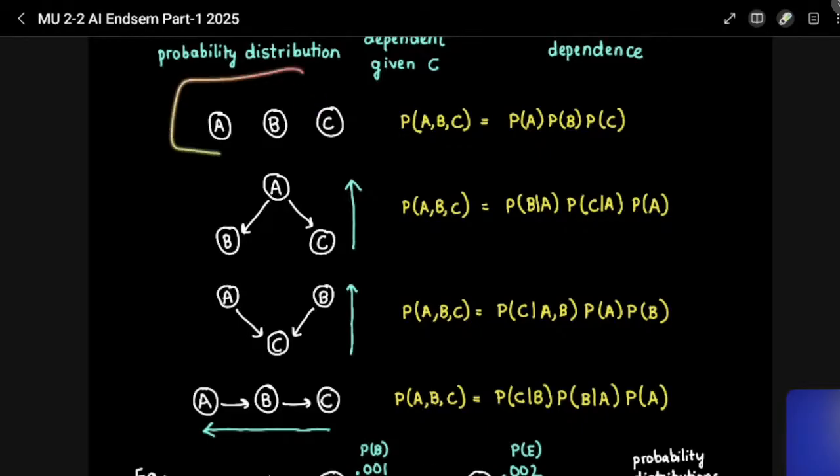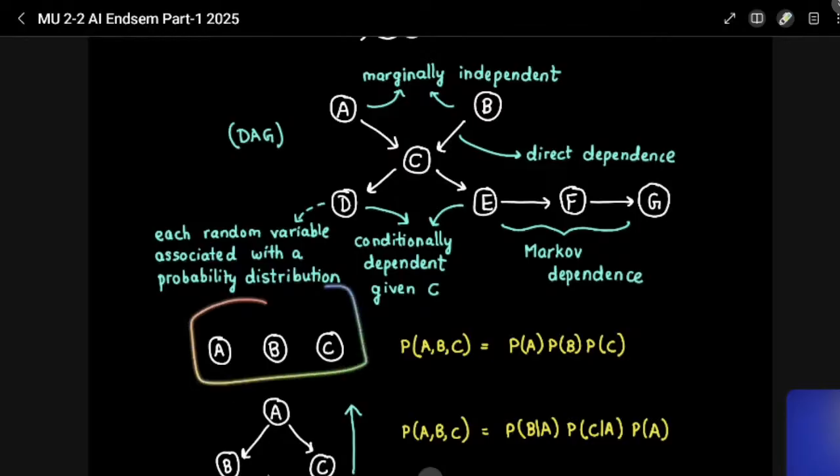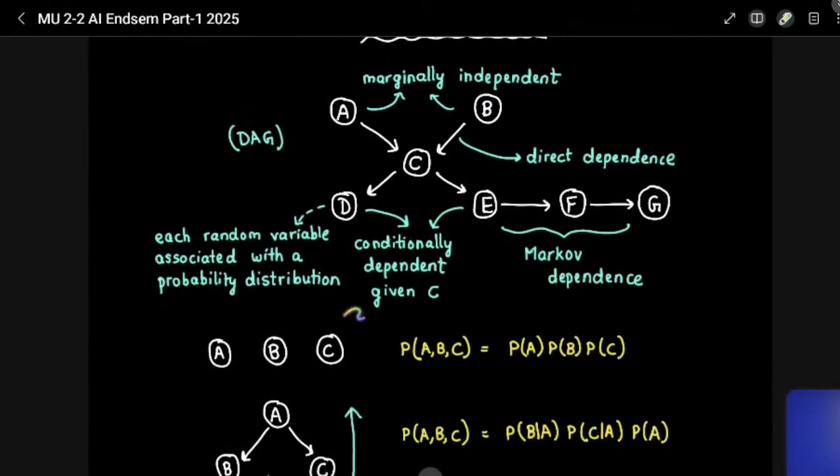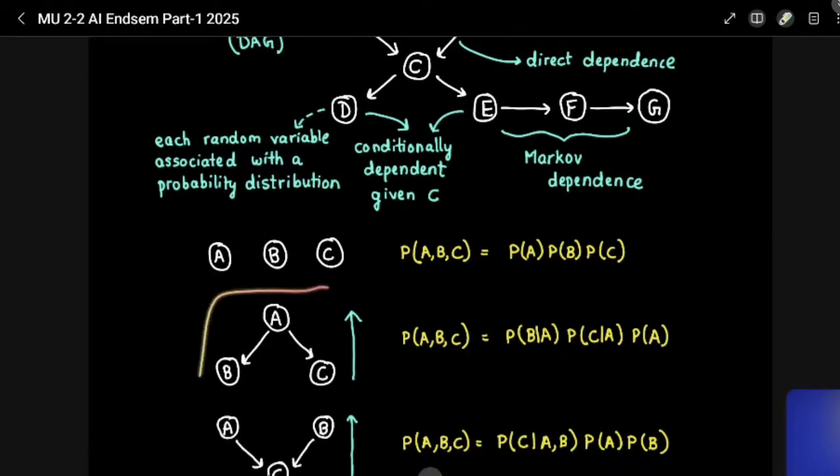So let's say you have something like this. You have no arrows. You just have A, B, C. They're all marginally independent. Nothing is there. No arrows. So the probability of the random variables A and B and C, you simply have to write probability of A into probability of B into probability of C, because they're all independent. We know, if we've seen independence, no? Probability of A and B is probability of A into probability of B. Since A, B, C are independent, probability of A, B, C is nothing but probability of A into B into C.